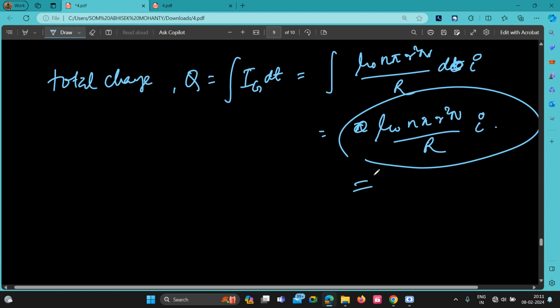Okay. You will get the answer as 100 microcoulomb. This is the answer.